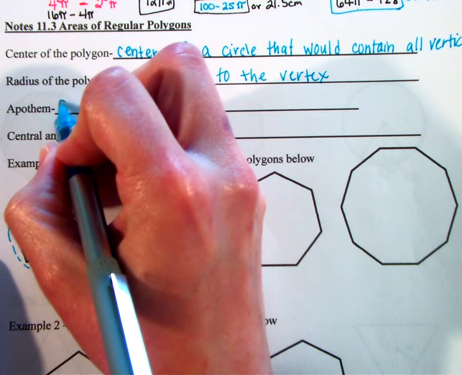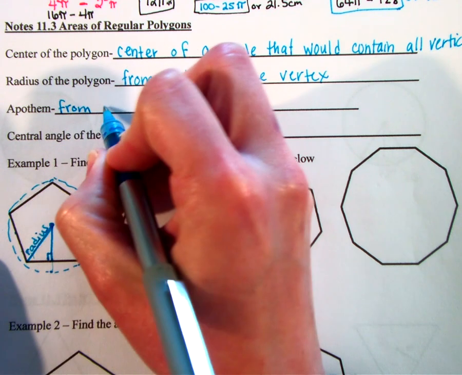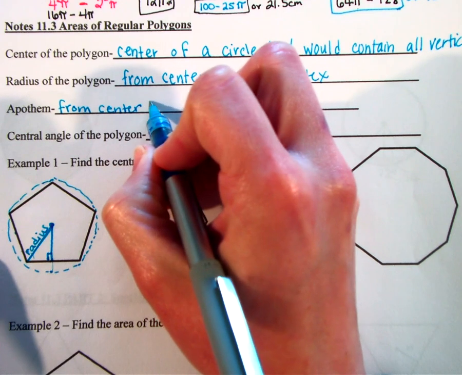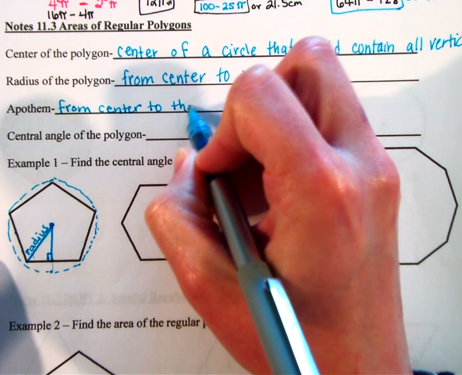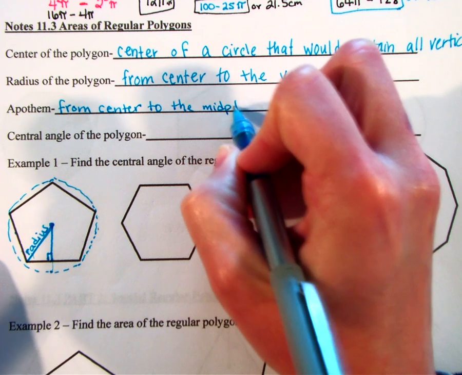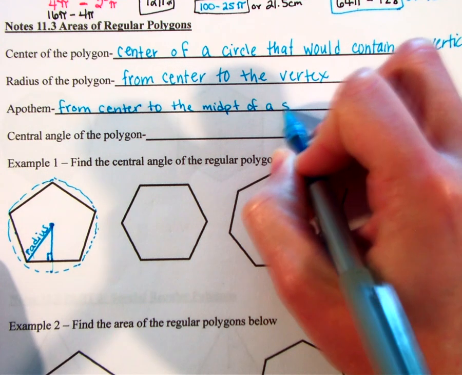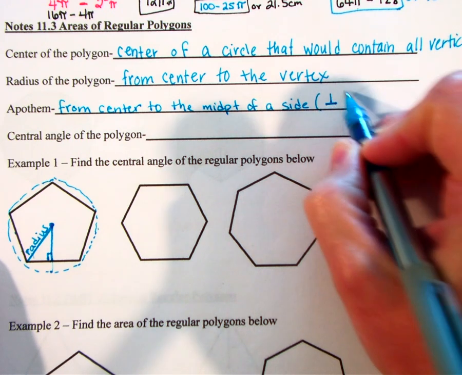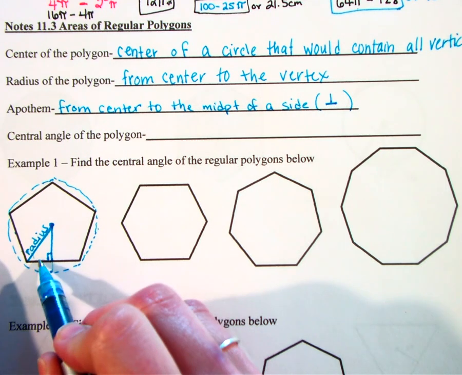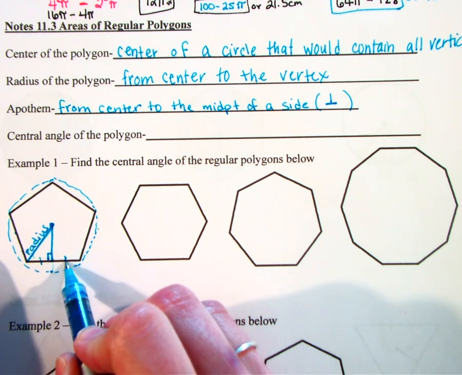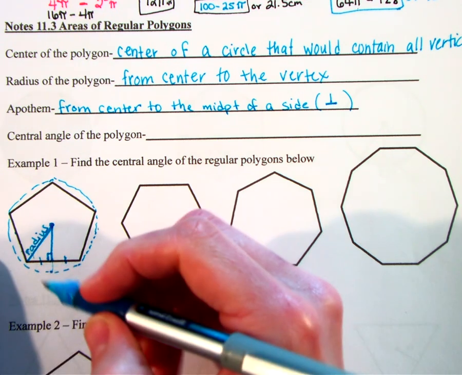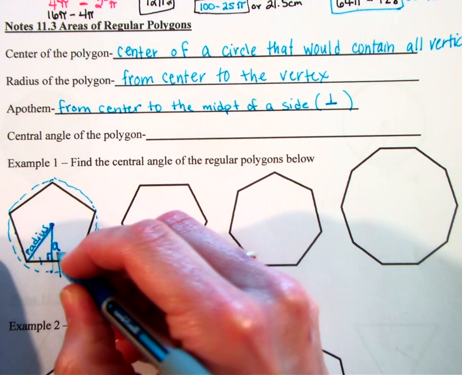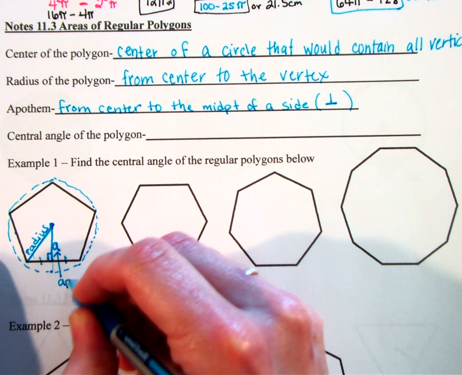Okay, so it's going to go from the center of the polygon to the midpoint of a side. And just as a side note, it is perpendicular. So this distance here, whatever this is going to be the same distance. We'll just keep that in mind. This is called the Apothem, and it'll be denoted with a little a. And that right there is the Apothem in the picture.